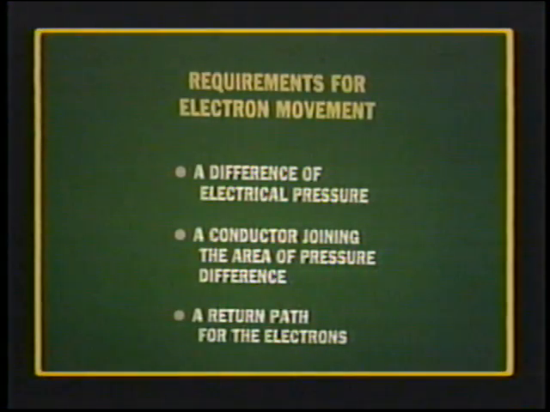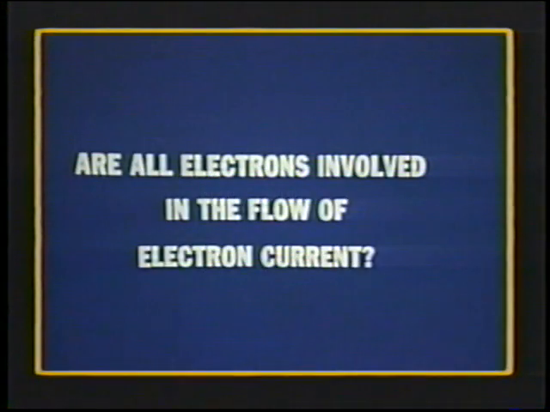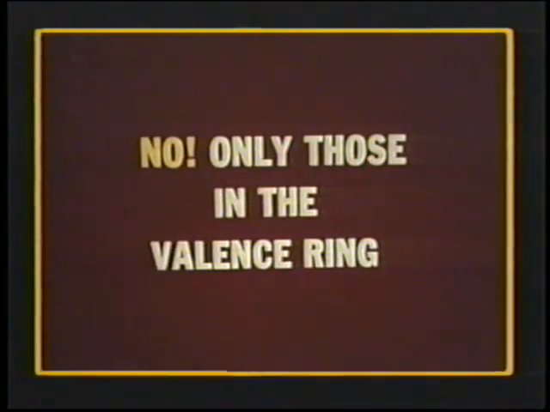Electron movement takes place at the speed of light and continues as long as there is: 1. A difference of electrical pressure, 2. A conductor joining the area of pressure difference, and 3. A return path for the electrons. Question: are all electrons involved in the flow of electron current? No, only those in the outside or valence ring.